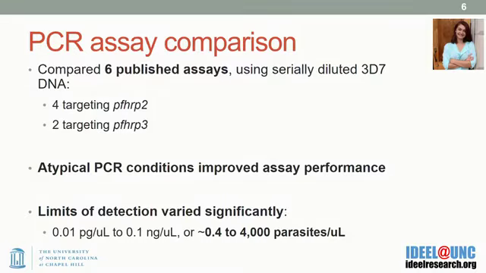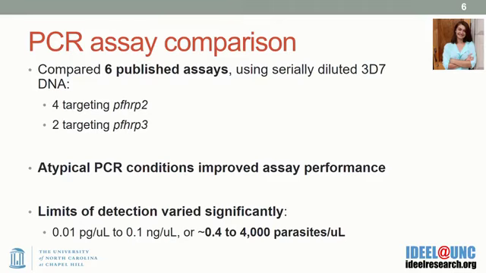So in our lab, honestly, for our own internal purposes, about a year ago, we decided we would just pull down a handful of PCR assays, and in this case, we could find 6 published PCR assays for HRP2 and HRP3. Olivia Anderson in the top corner here did most of this lab work. These included 4 targeting HRP2, 2 targeting HRP3.